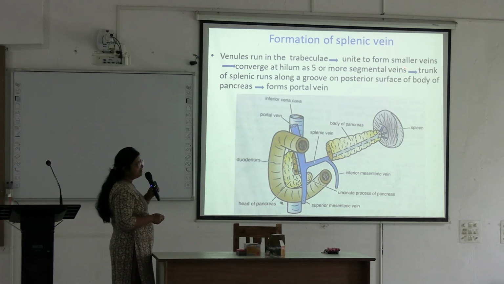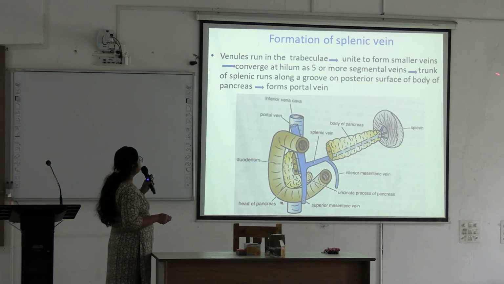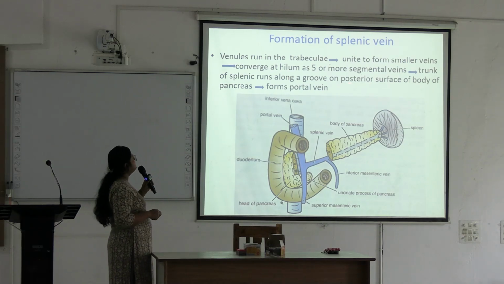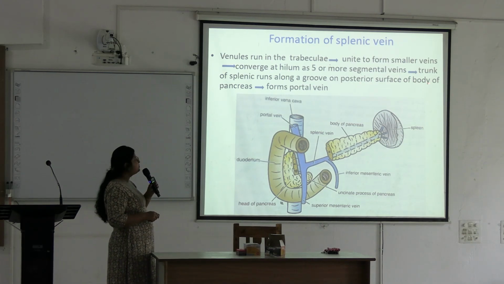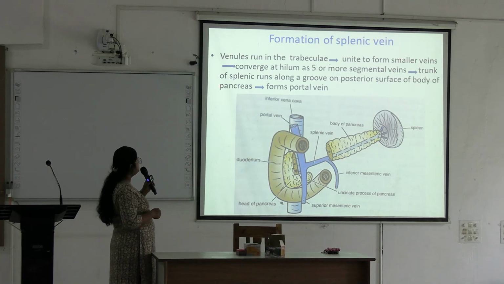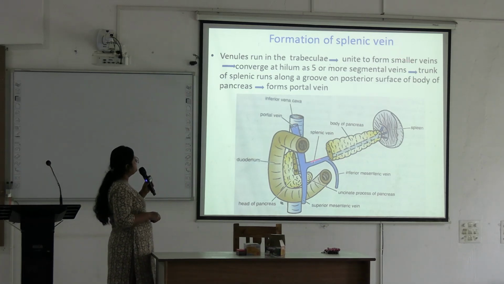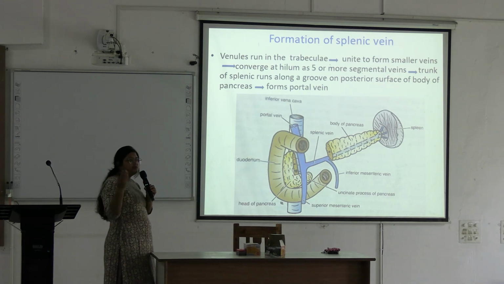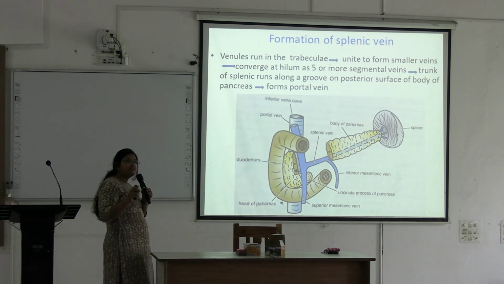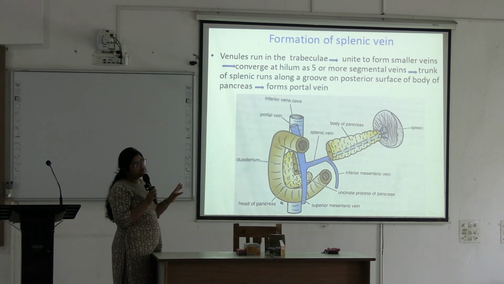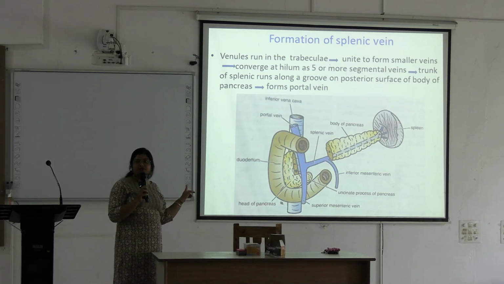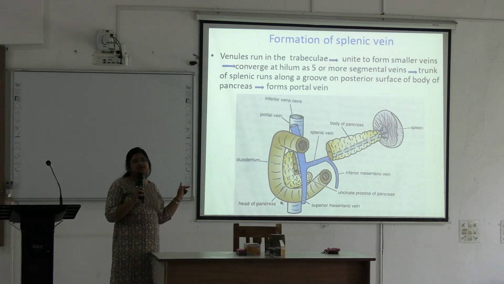So venules run in the trabeculae, they unite to form smaller veins and they converge at the hilum as 5 or more segmental veins to form the trunk of the splenic vein, which runs along the groove on the posterior surface of the body of pancreas and forms the portal vein by joining with the superior mesenteric vein posterior to the neck of pancreas. This relation is very important. Portal vein formation is occurring behind the neck of the pancreas.